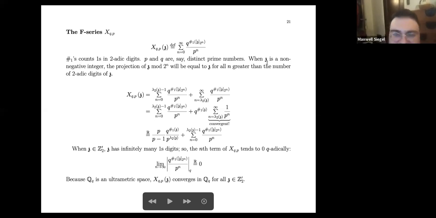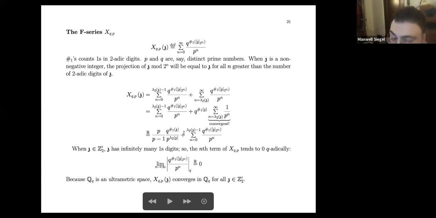When z is a non-negative integer, the projection of z mod 2 to the n will be equal to z for all n greater than the number of 2-adic digits. Because of this, we can write the following. We split up this sum, and then we get a convergent geometric series. This converges in the real topology, and when we sum it, the result here is a rational number, and therefore a q-adic number.